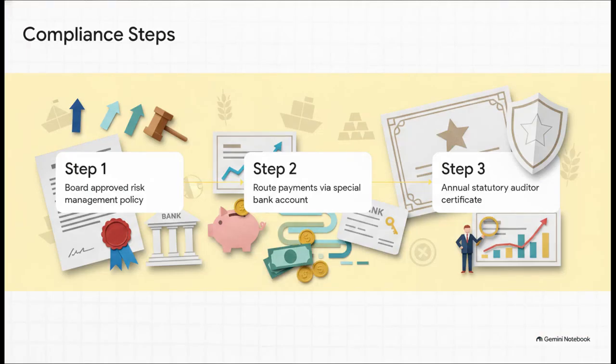The compliance journey here is pretty rigid and very sequential. It starts right at the top. Step 1 requires a comprehensive risk management policy that's been formally approved by your board of directors. Step 2 requires strict financial hygiene. You've got to route all payments and receipts related to these hedges through a designated special bank account set up purely for this purpose. And Step 3, that's your oversight mechanism. You must obtain an annual certificate from your statutory auditor explicitly confirming that your hedge transactions and margin remittances perfectly align with your actual corporate exposures.